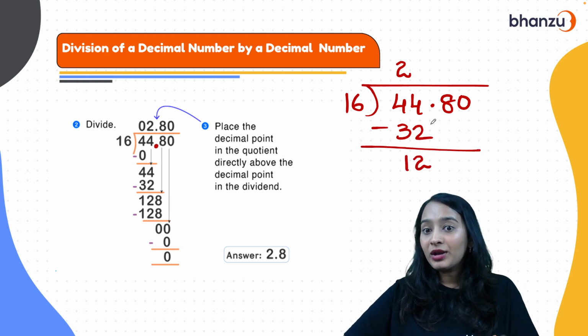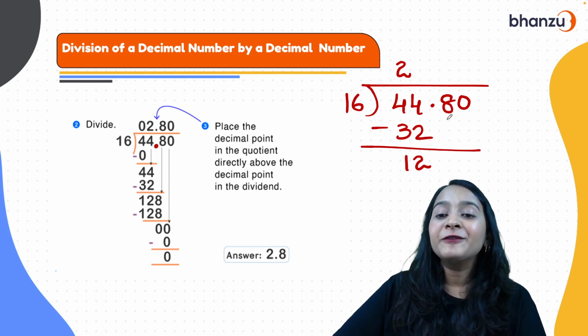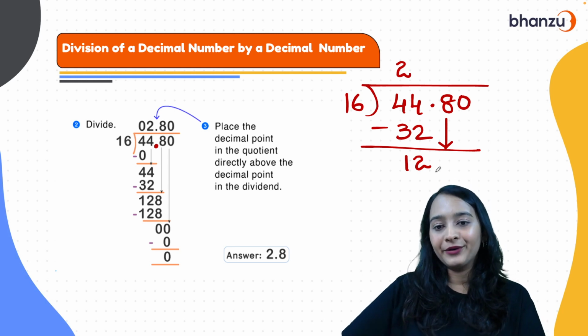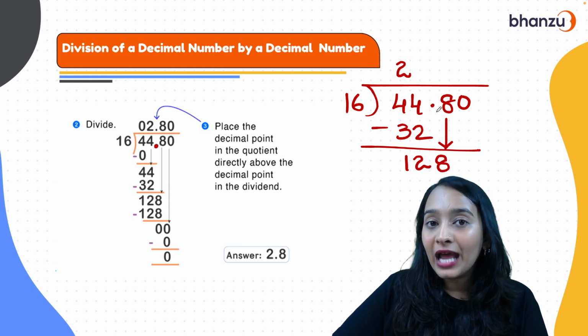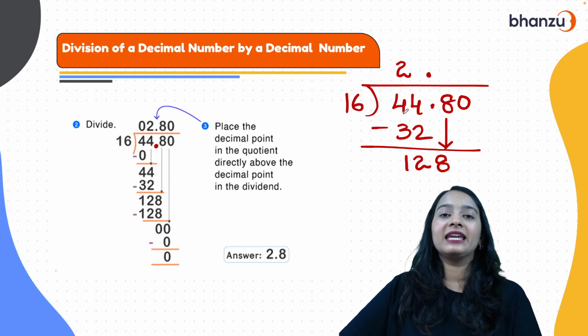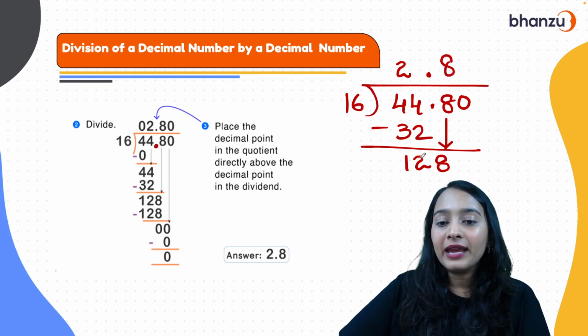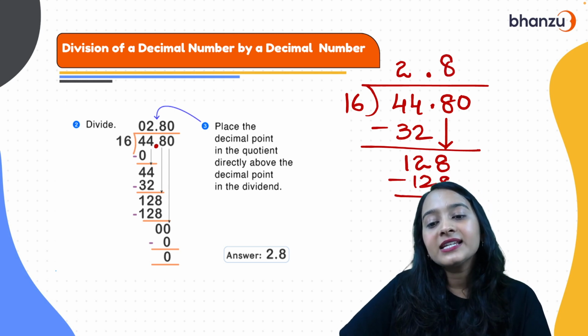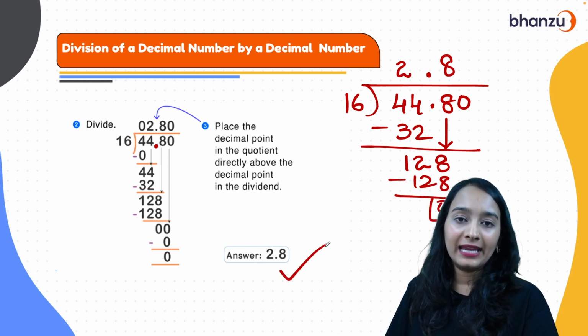Now the remainder is 12, but you still have a number there, right? After the decimal point, you will have to bring down that number. So it will become 8. But you are bringing down a number after the decimal point, so immediately keep a decimal point in the quotient. Now here you have 16 into 8, 128, leaving the remainder 0. So the answer is 2.8.